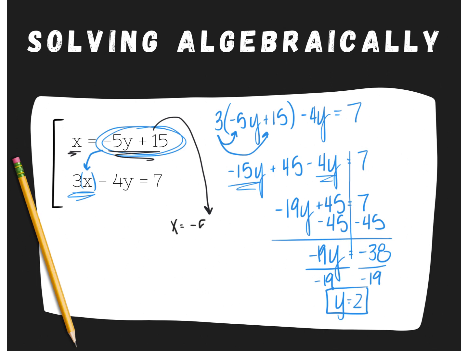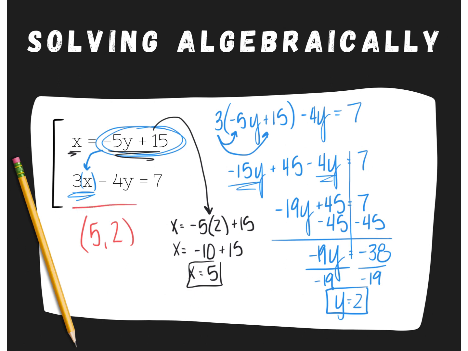x equals negative 5 times y, and I now know that y is 2, so I'll plug that in, which means that x is equal to negative 10 plus 15, or x is equal to 5. Once I've got both pieces, I now know the solution to my system. The coordinates to the solution are 5, 2.